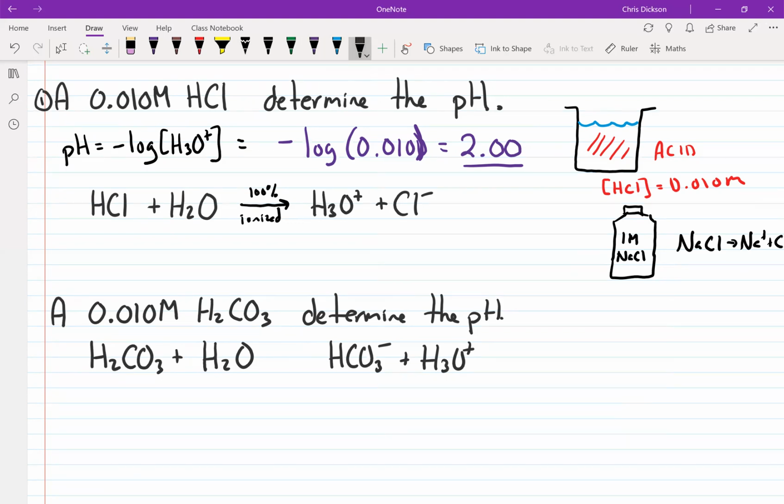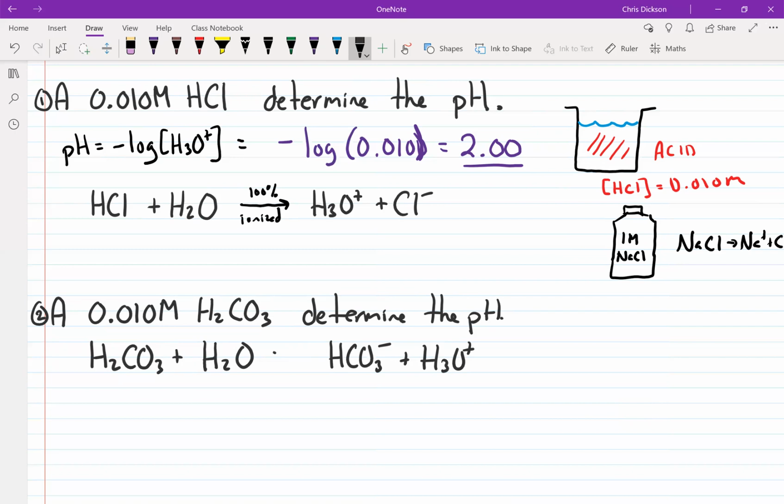And then the second question we looked at was the concentration of carbonic acid being the same concentration to determine the pH. So would it be the same as the question above or not? So that was a little bit trickier. If we actually look at the data table for this, we'll notice that carbonic acid is not in the group of strong acids. So it's actually a weak acid, which means it does not ionize 100%.